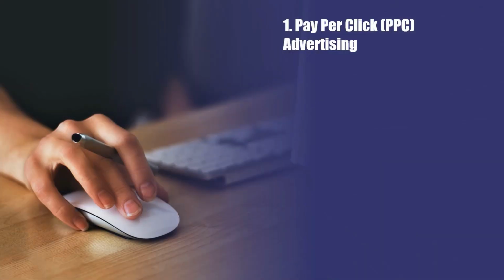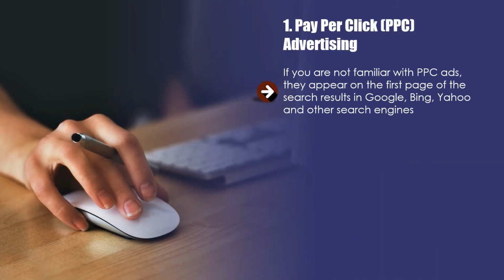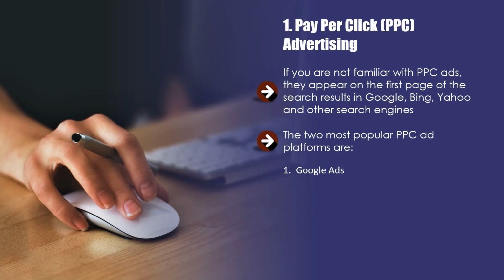1. Pay-per-click PPC advertising. If you are not familiar with PPC ads, they appear on the first page of the search results in Google, Bing, Yahoo, and other search engines. This is also called search marketing. In order to use PPC ads, you will need to conduct keyword research and then add related keyword terms to your ad campaigns. The 2 most popular PPC ad platforms are 1. Google Ads, 2. Microsoft Ads.